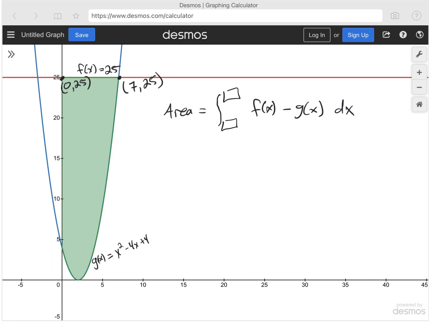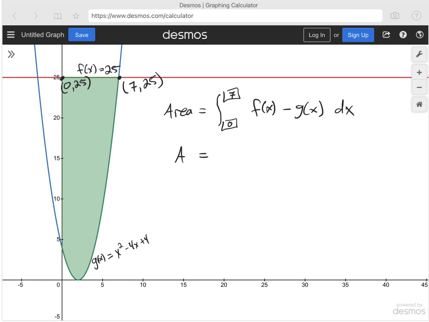Okay, the next thing we want to think about is the limits of integration. So where does the shading begin? It begins at the x value of 0. We see that down here. And then where does the shading stop? Well, if we trace all the way up here, it stops at the x value of 7. So my limits of integration are going to be 0 to 7. And as a reminder, if you're integrating with respect to x, your limits of integration are always going to have to be x values.